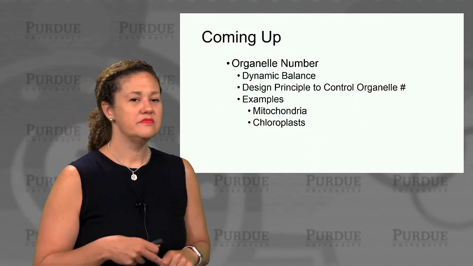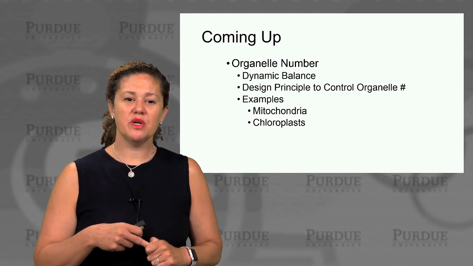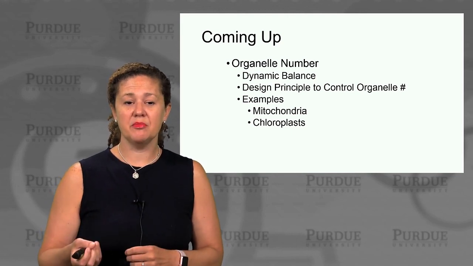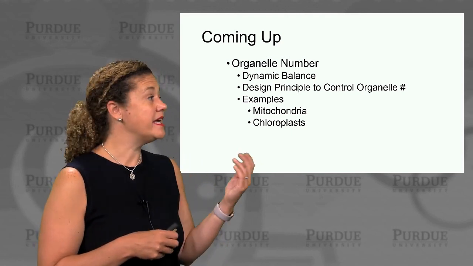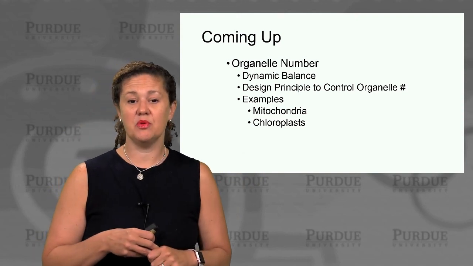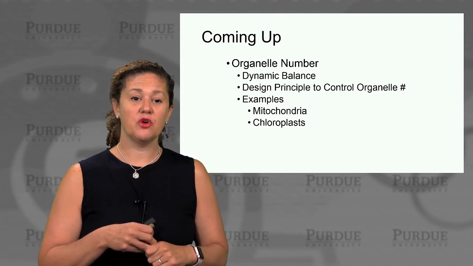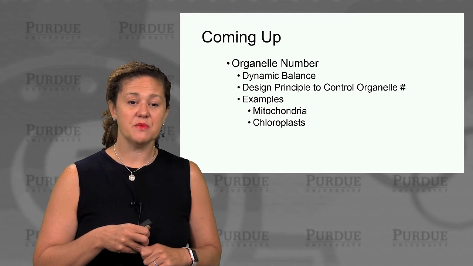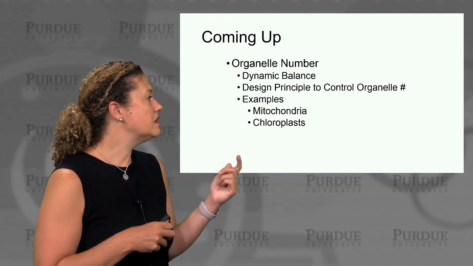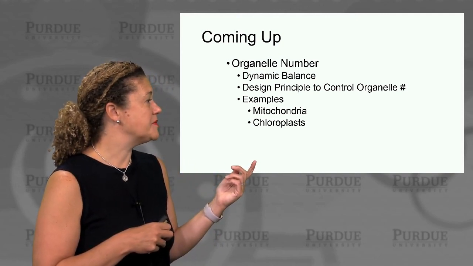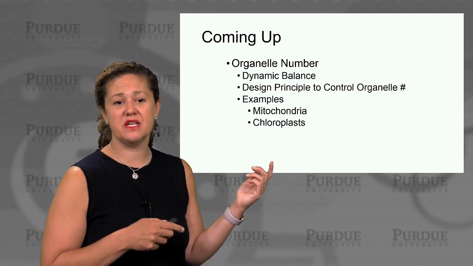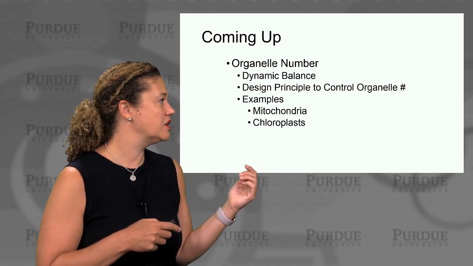So next, coming up, we're going to go into organelle number. Again, we'll talk about how dynamic balance plays an important principle for controlling organelle number as well as size. We'll talk about these design principles to control number, and we'll look at some specific examples in mitochondria and in chloroplasts.